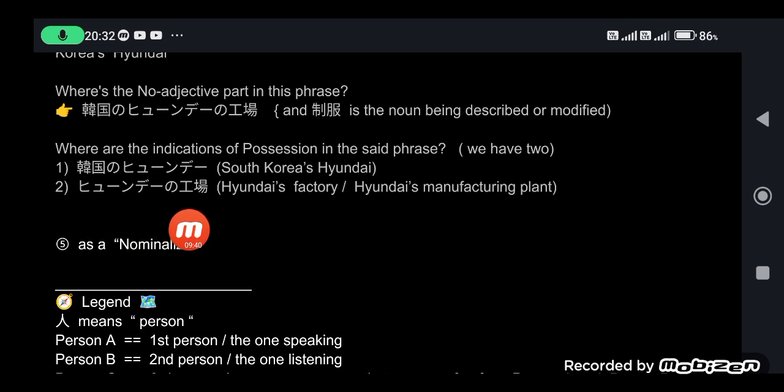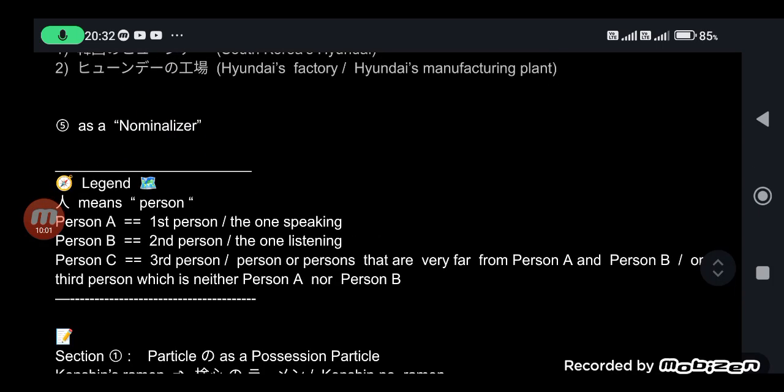So Hyundai no kojo. We have already discussed the shortcut here. It's like the apostrophe s, like Hyundai's kojo, Hyundai's manufacturing plant. You just replace the apostrophe s with the no. So Hyundai's kojo, Hyundai no kojo. And then the fifth use of particle no, which we will discuss in part 2. Today is just part 1. In part 2 we will discuss particle no being used as a nominalizer. So today we just concentrate on part 1.